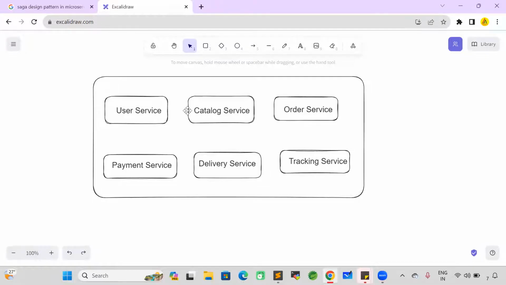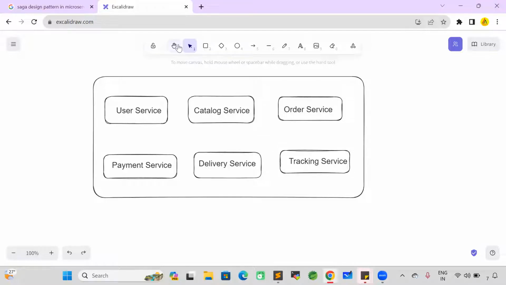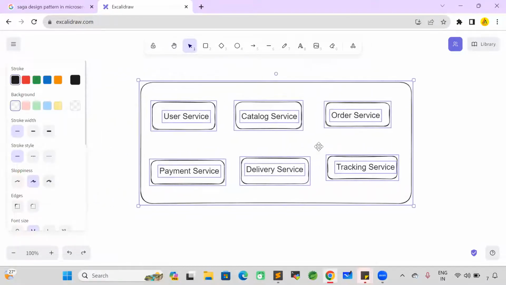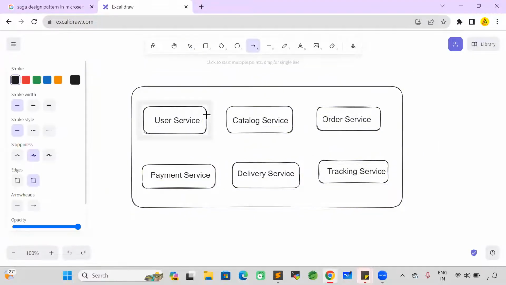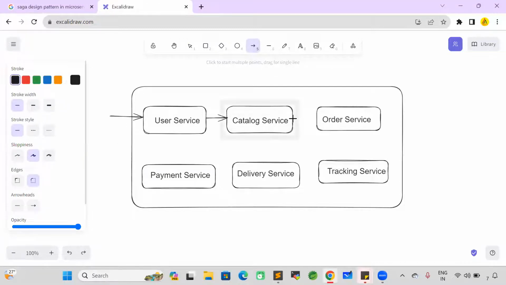Now, when these many services are available and the user wants to purchase some order, first the user will log in to our system. When the user logs in, the user will go to catalog service and select from the products which are available in the application. From the catalog, he will select the product and place the order.